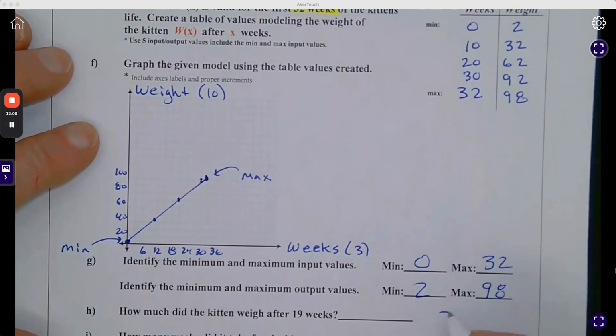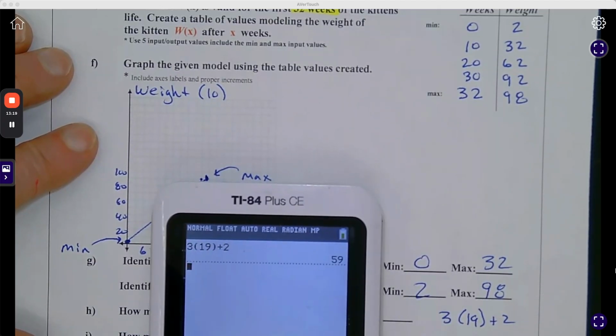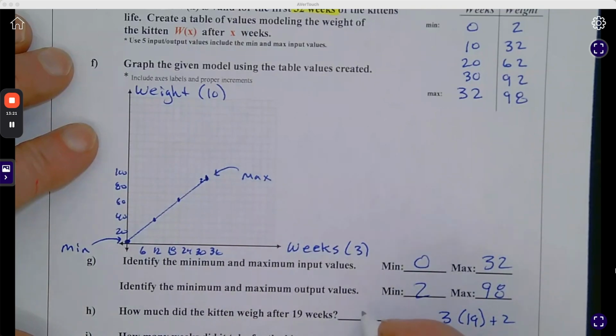How much did the kitten weigh after 19 weeks? Well, to figure that out, I'd have to do 3 times 19 plus 2. I'm going to put that in my calculator. 3 times 19 plus 2. 59 ounces.